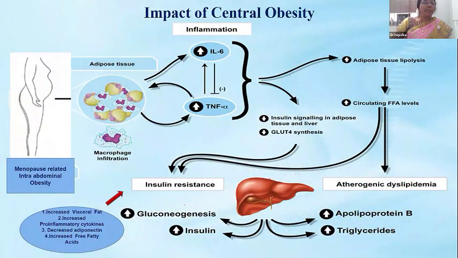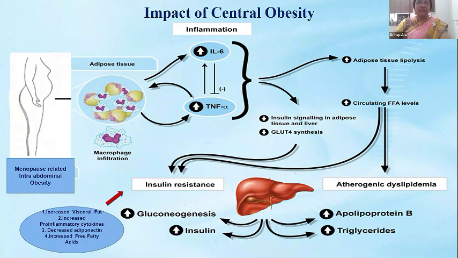So this is a pictorial explanation for central obesity. In menopause, there is intra-abdominal obesity, increased visceral fat, increased pro-inflammatory cytokines, decreased adiponectin, and increased free fatty acids.